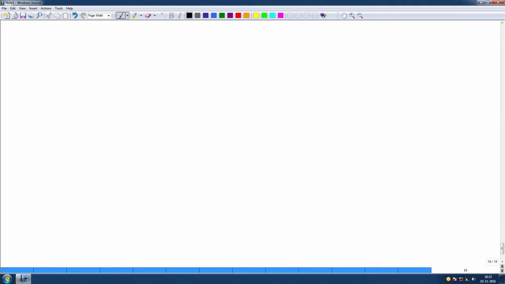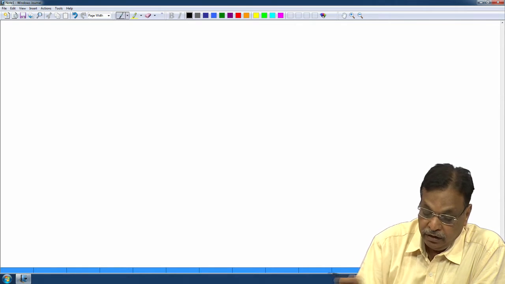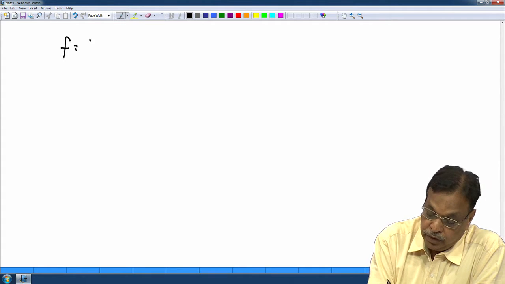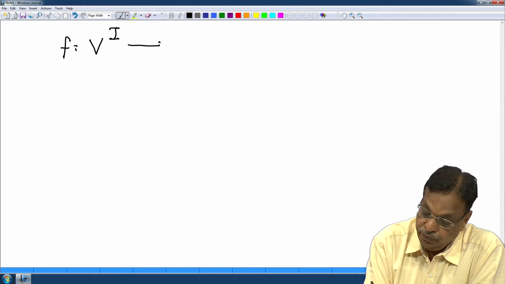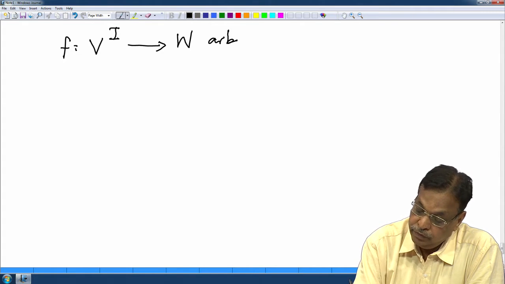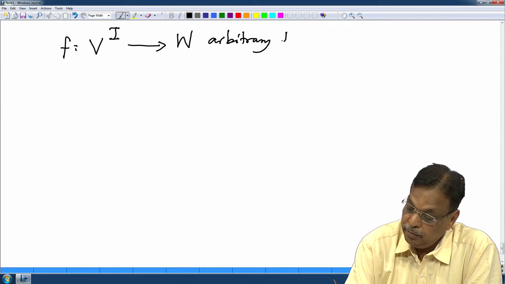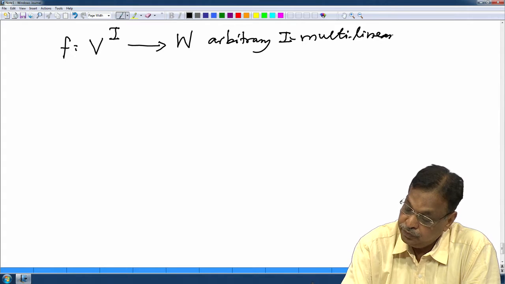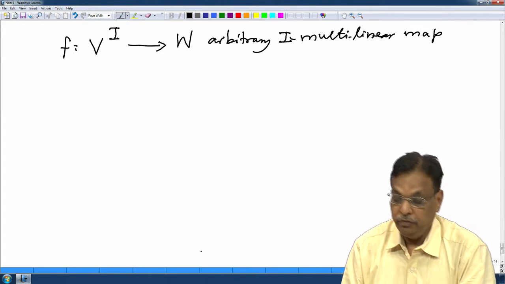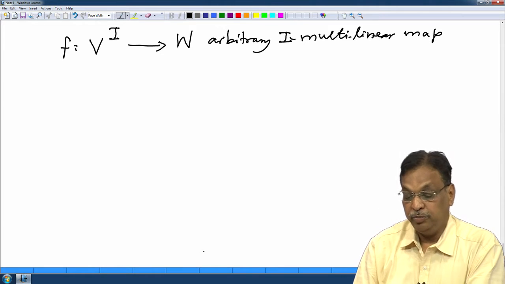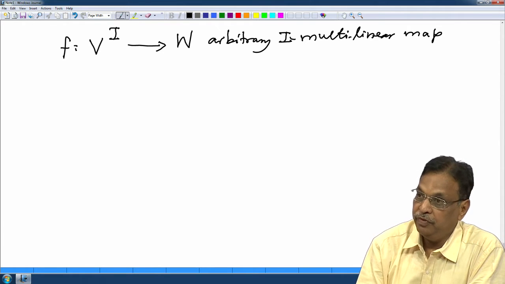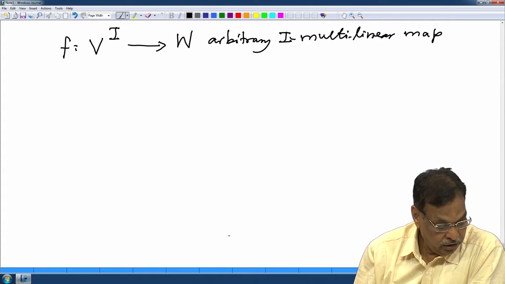Okay, now I want to give a canonical process so that, given an arbitrary i multilinear map f from V power i to W, I want to give a standard recipe to make this map f alternating. I will alter the map f and arrive at an alternating map.